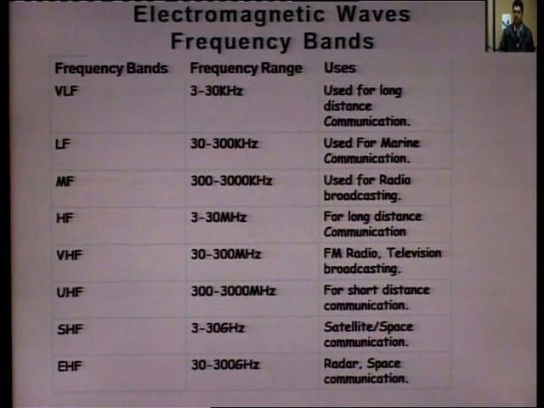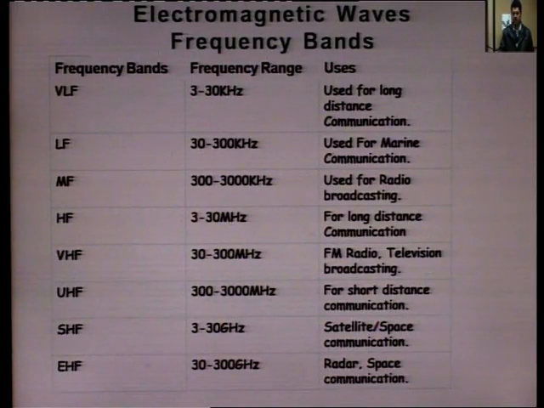Very low frequency, 3 to 30 kilohertz, is used for long distance communication. Then low frequency, 30 to 300 kilohertz, is used for marine communication. Then medium wave frequency, 300 to 3000 kilohertz, is used for radio broadcasting. Then high frequency, 3 to 30 megahertz, is used for long distance communication. Then very high frequency, 30 to 300 megahertz, is basically used for FM radio and television broadcasting.